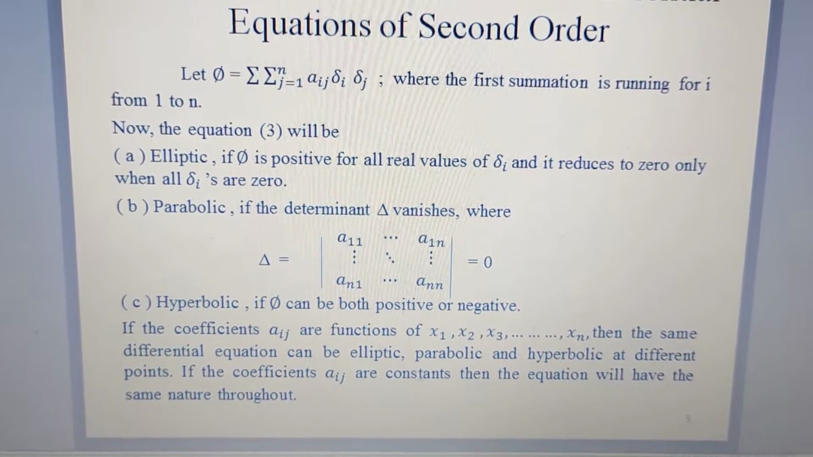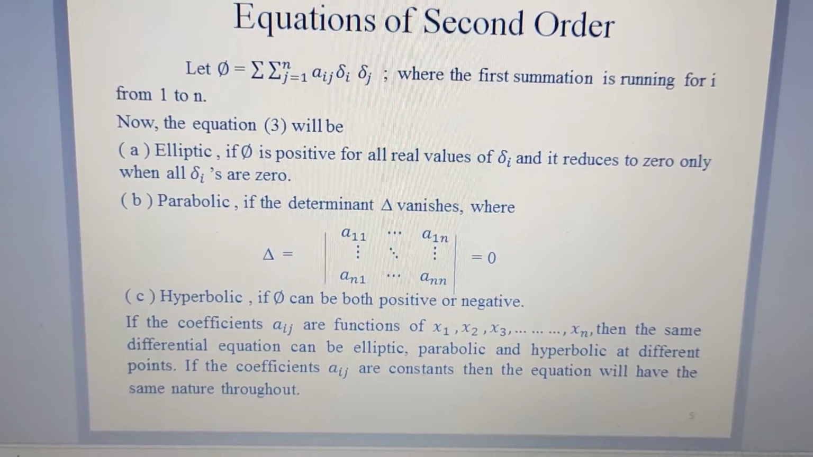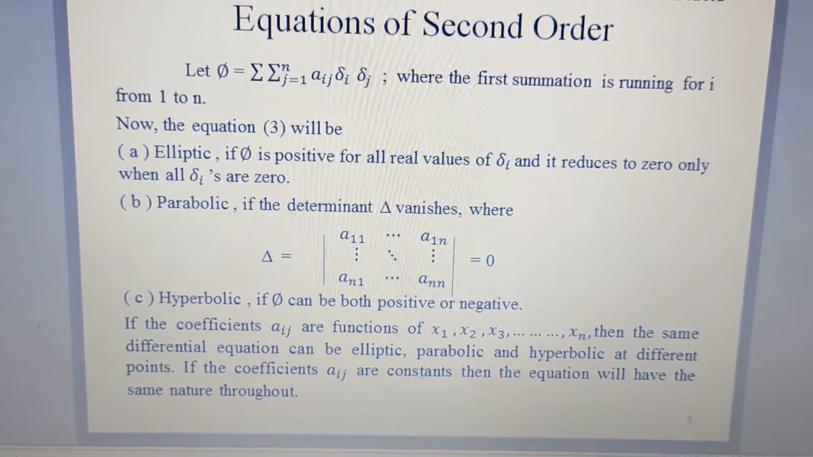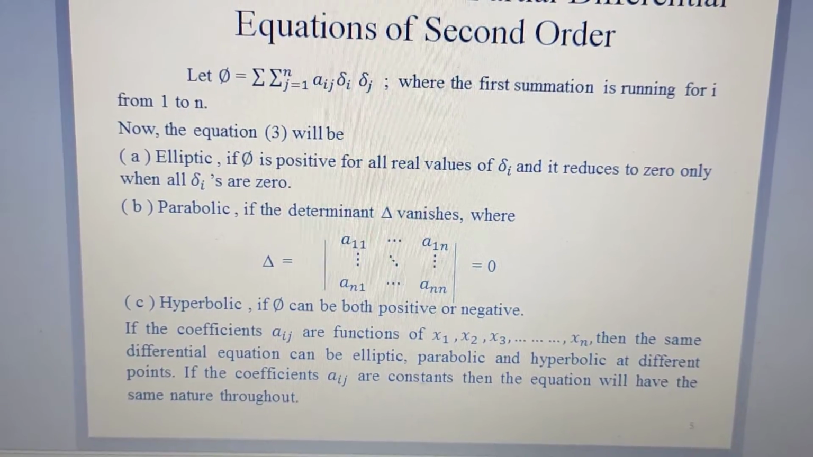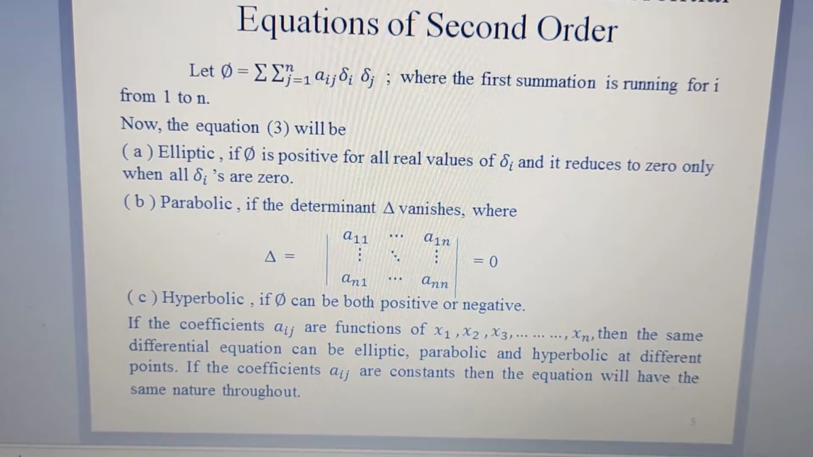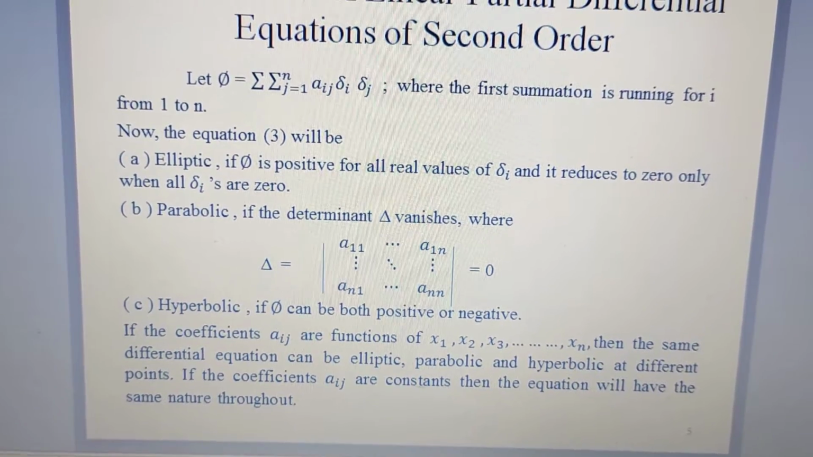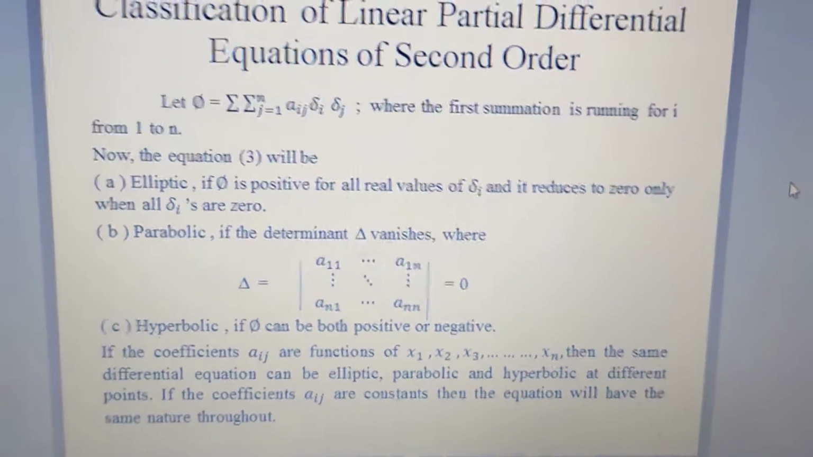If the coefficients are functions of independent variables x1, x2, x3 up to xn, then the same differential equation can be elliptic, parabolic and hyperbolic at different points. And if coefficients are constants, then the equation will have the same nature throughout.